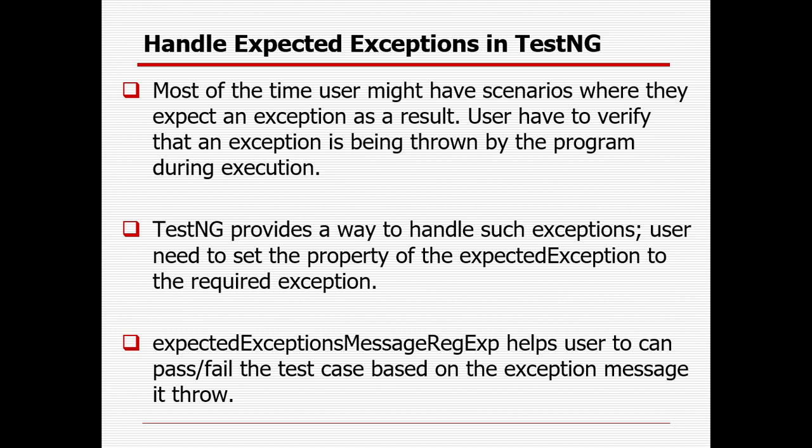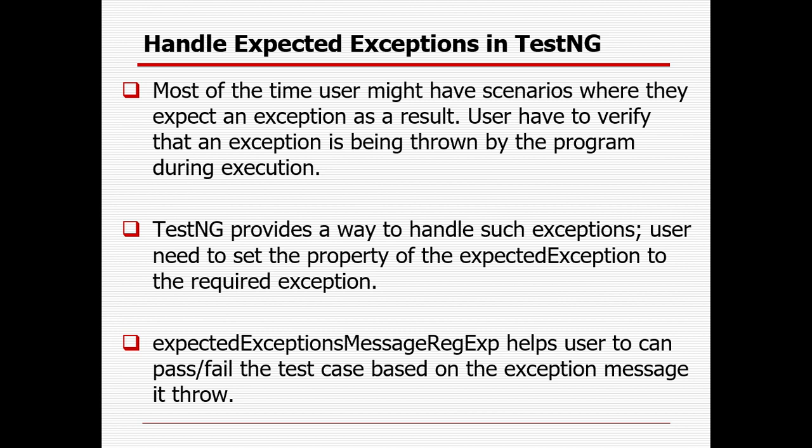Most of the time users might have a scenario where they expect an exception. As a result, users have to verify that an exception is being thrown by the program during execution. So TestNG provides a way to handle such exceptions. Users need to set the property of the expected exception to the required exception. So I can handle arithmetic exception, no such element found exception, element not visible exception, array index out of bound exception, IO exception, or null pointer exception, in case I exactly know the exceptions. In the expected exception I can also enter multiple exceptions.